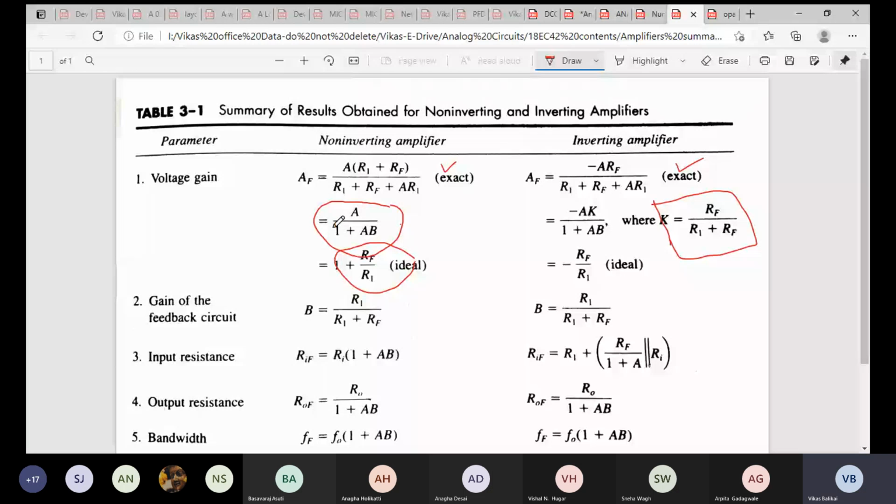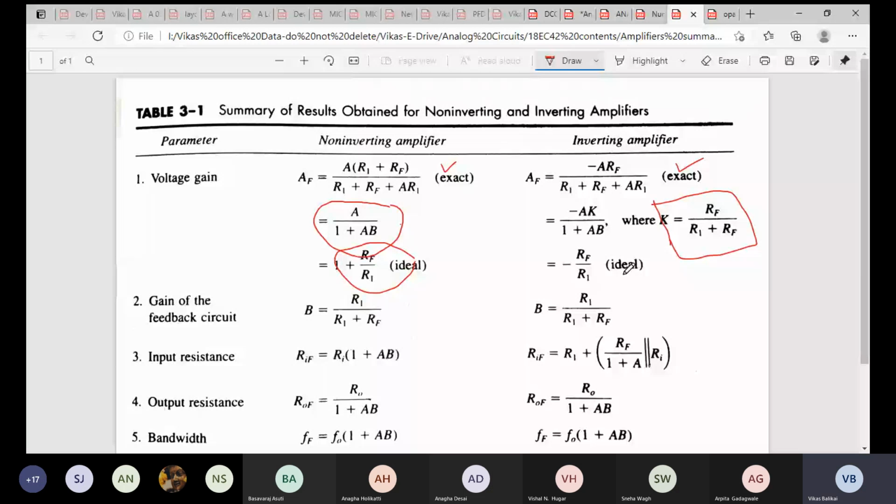General equation means there is a general circuit, not an actual circuit, there is a block diagram. When we say exact equation, there is an exact circuit. So that is the difference. So this is my exact equation, this is my ideal equation, and the same is the case with the inverting exact equation and the inverting amplifier's ideal equation.